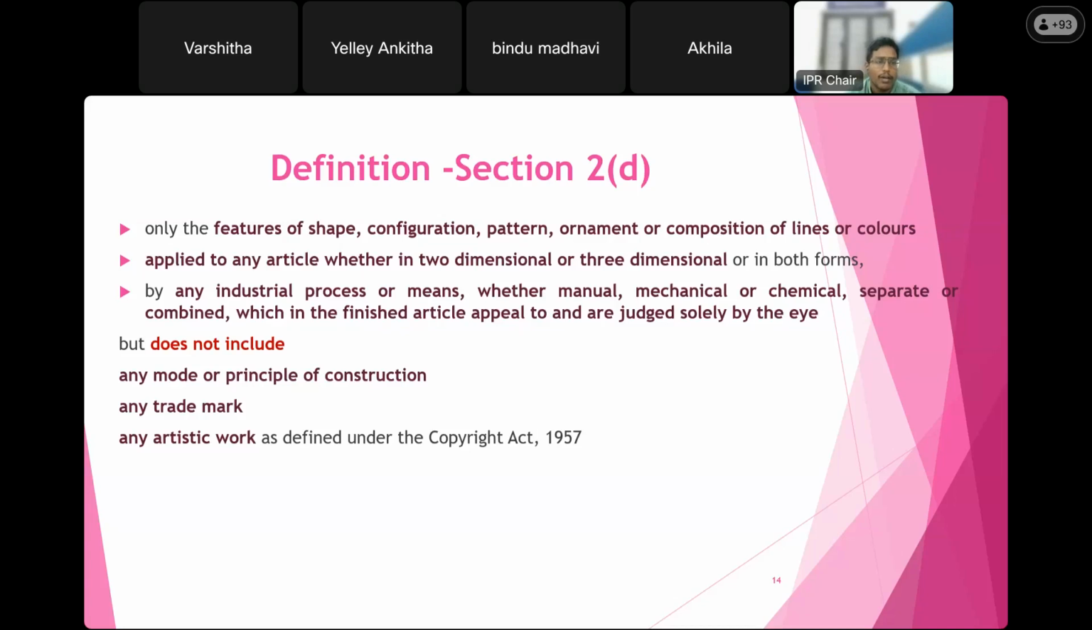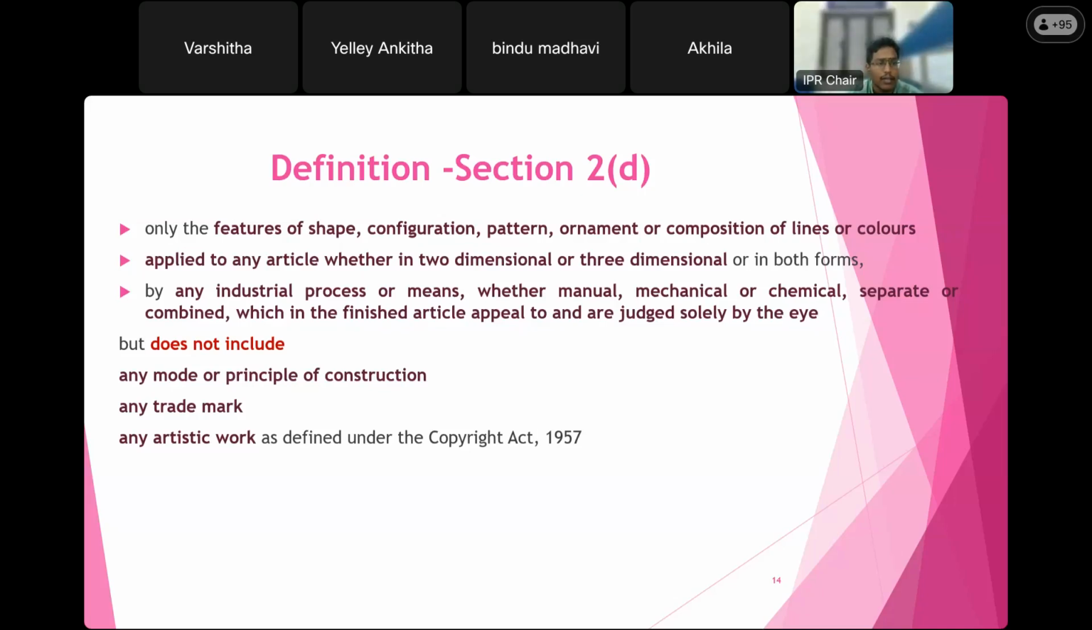For now, only the features of shape, configuration, pattern, ornament, or composition of lines or colors, whether two-dimensional or three-dimensional, whether by a mechanical or chemical or combined process, and it should be judged only by the eye. This is nothing but aesthetic appeal. So these features only will be protected under the Industrial Design Act. That is what is mentioned in Section 2(d).